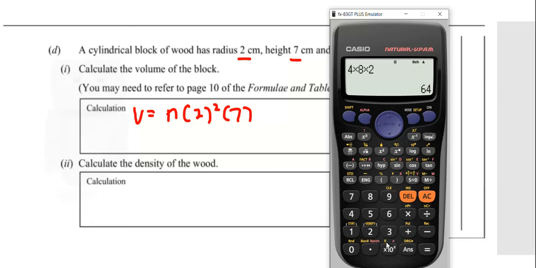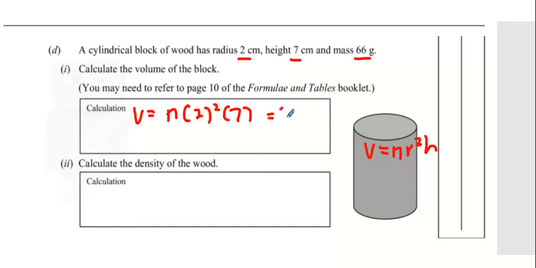See this little yellow button here? So you press shift to activate the yellow buttons. Press pi. Then you press 2 squared, multiply by 7, and 28 pi. Change that to 87 point, see the way it's 964, the 4 rounds down, so 87.96 centimeters cubed.